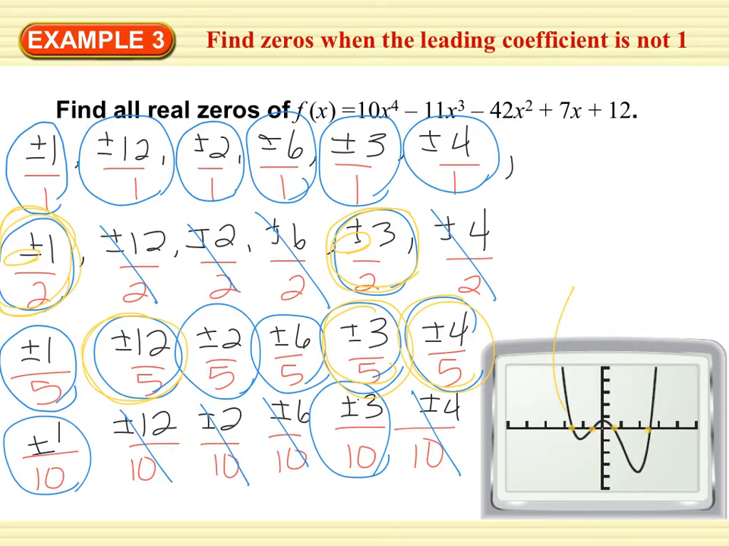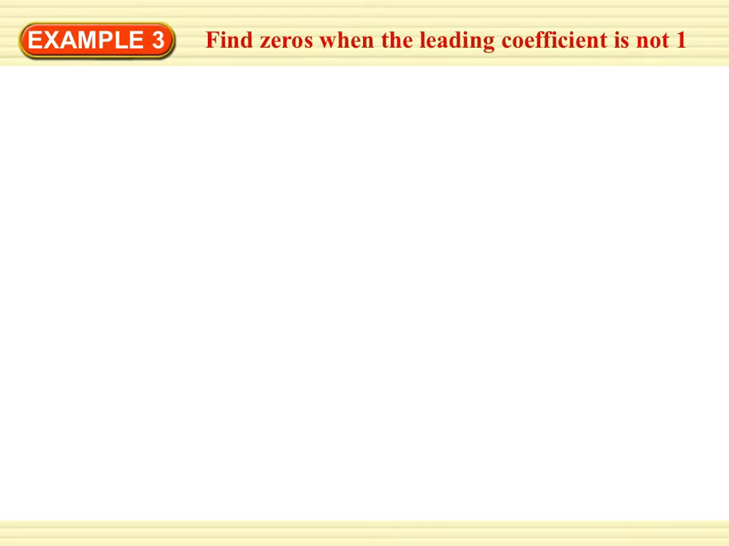All right, so we have our list of reasonable guesses. -3/2, -1/2 looked good. I think I circled 3/5 and 12/5 looked all right. So those are the reasonable guesses. Let's go ahead and check some.